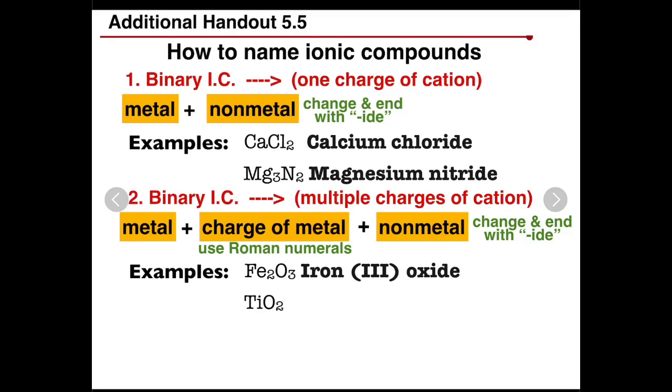The next one is titanium, oxygen. What should be the correct answer for this? The name would start with titanium, which is the name of the metal. The second thing you need to specify is the charge of the metal, because titanium is a transition metal. It's not a main group element like the first system. So in this case, we need to specify the charge of titanium.